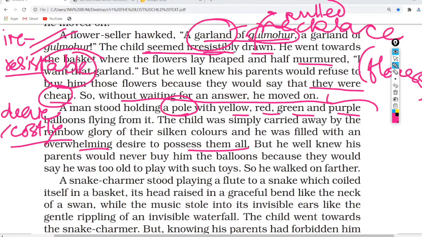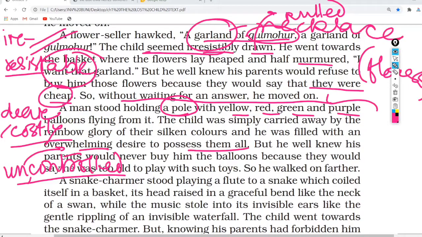Overwhelming and irresistible are almost the same, meaning a particular emotion that cannot be controlled, uncontrolled. If the emotion or the desire is uncontrolled, that is called overwhelming. So what is the overwhelming desire? The overwhelming desire was to possess them all. So he saw the balloons, and once you see the balloons, my goodness, a balloon is a balloon, and all the colors of the rainbow, picture.